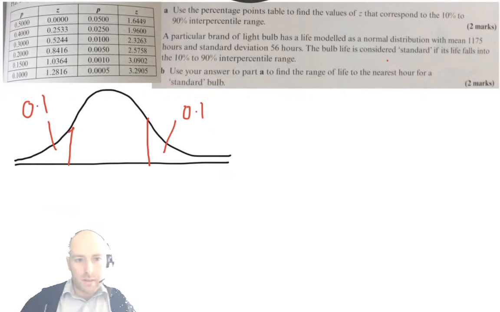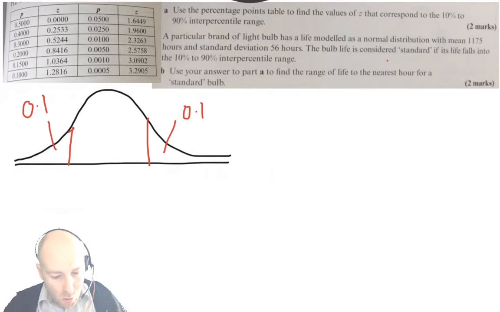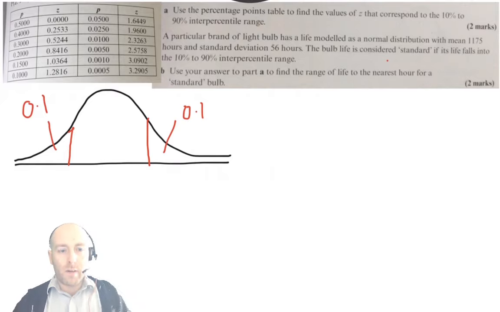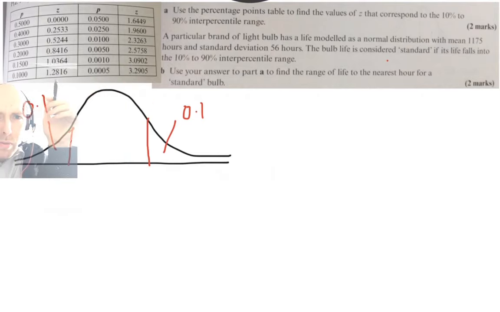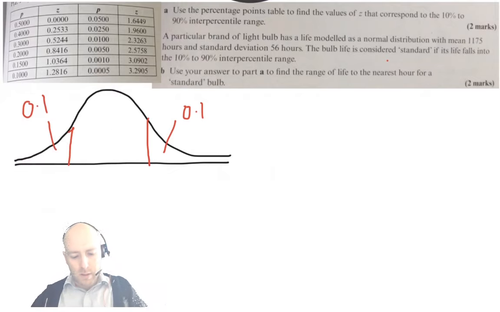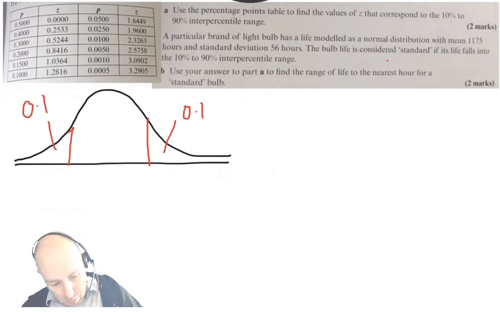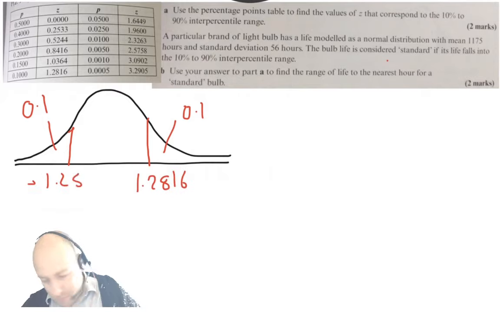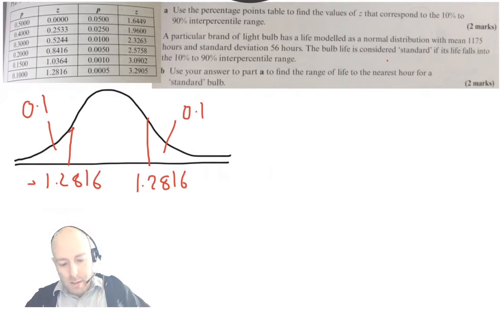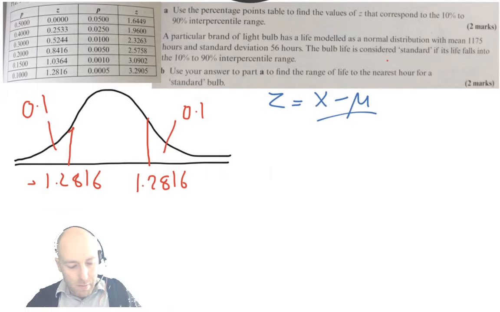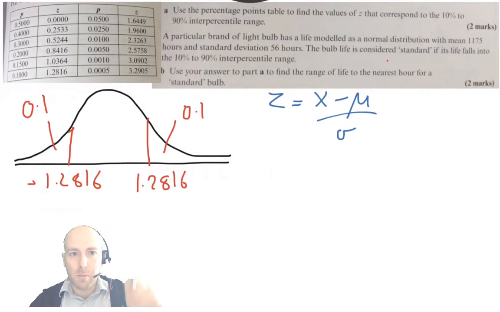Cool. All right. Hopefully you guys got somewhere with that one. So, looking at the table, if we find 0.1, where is 0.1? There it is, 1.2816. So we've got positive and negative versions of that: 1.2816 and minus 1.2816. Cool. So we now need to convert these using our Z equation, Z equals x minus mu over sigma. These are Z values because we found them in the Z table. So we'll do each one separately.